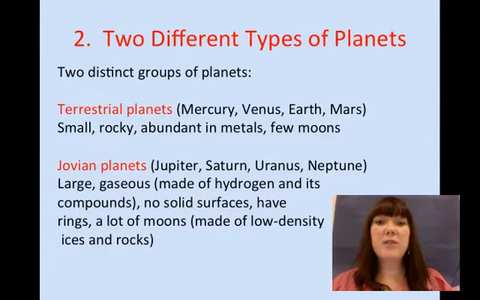The Jovian planets are Jupiter, Saturn, Uranus, and Neptune, and these are very large, made of gases, not made of rocks, not made of solid materials. They do not have solid surfaces, which is why they're sometimes called gas giants. They all have rings, not just Saturn, they all have rings, and they also tend to have quite a few moons.